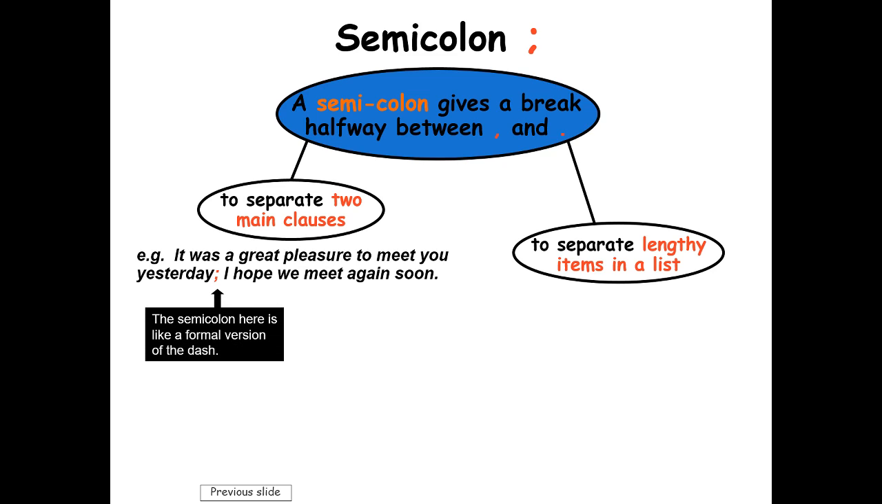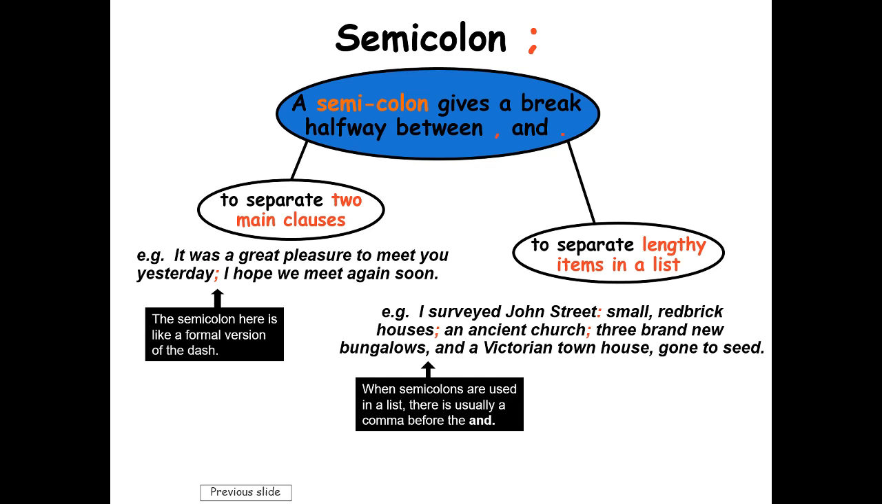Here, for example, it was a great pleasure to meet you yesterday; I hope we meet again soon. The semicolon here is like a formal version of the dash. As we previously saw, semicolon and dash can be used in similar situations. I surveyed John Street; small red brick houses; an ancient church; three brand new bungalows and a Victorian townhouse gone to seed.